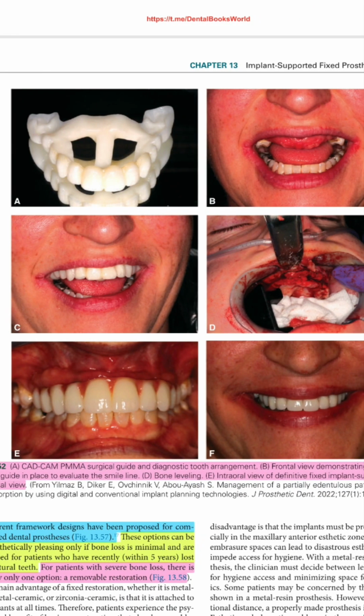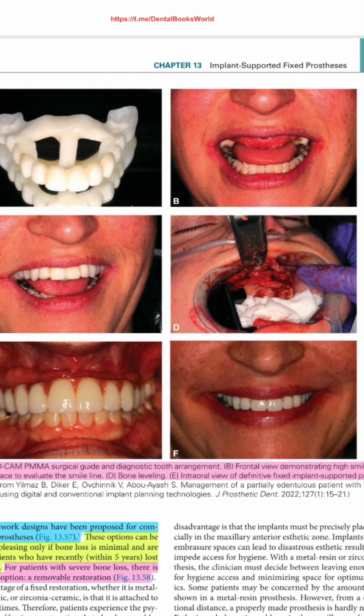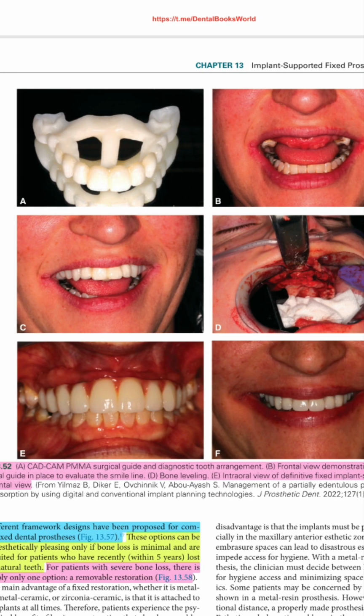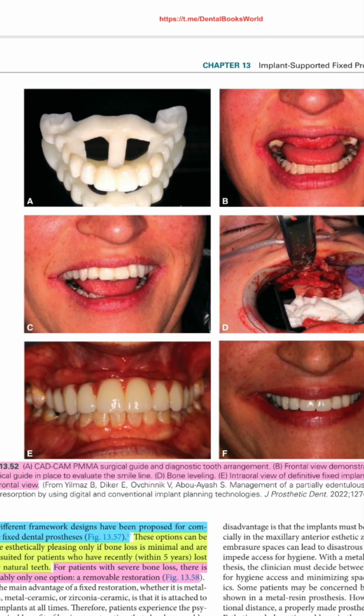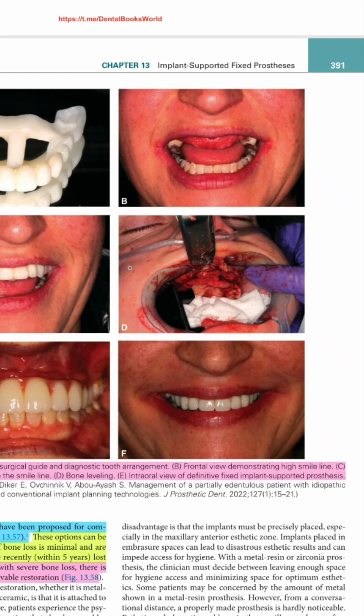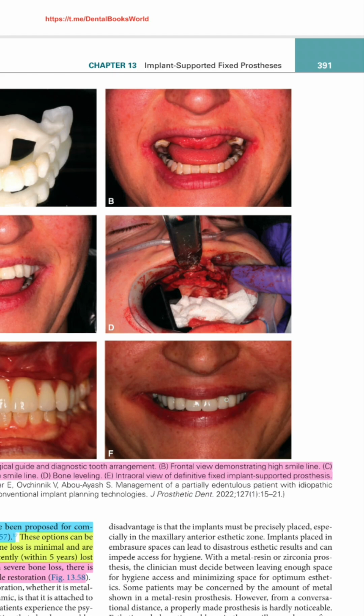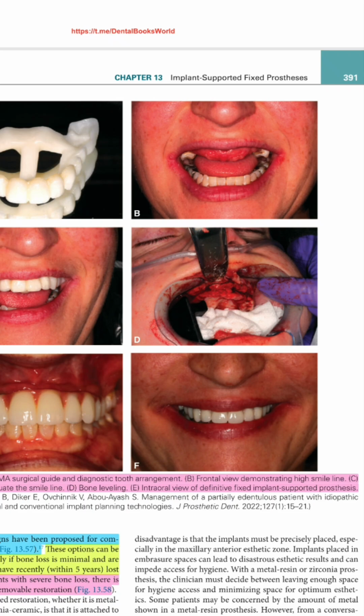This is the CAD/CAM PMMA surgical guide and diagnostic tooth arrangement. We see that it was also used as a guide to evaluate the smile line, and then we did the bone leveling here to correct the smile line, and this is the final fixed implant prosthesis, and this is the final result where the smile line has been corrected. It was before high and now it is sufficient.